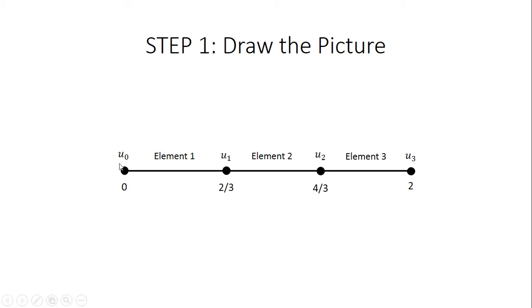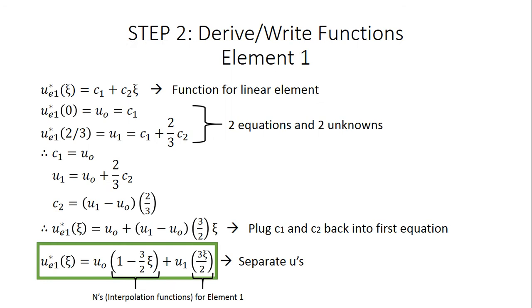Now at each of those 4 nodes, we're also going to have some variables for displacement. So u0 is our displacement at this first node, u1 is the displacement at the second node, u2 is the displacement at the third node, and u3 is the displacement at the 4th node.